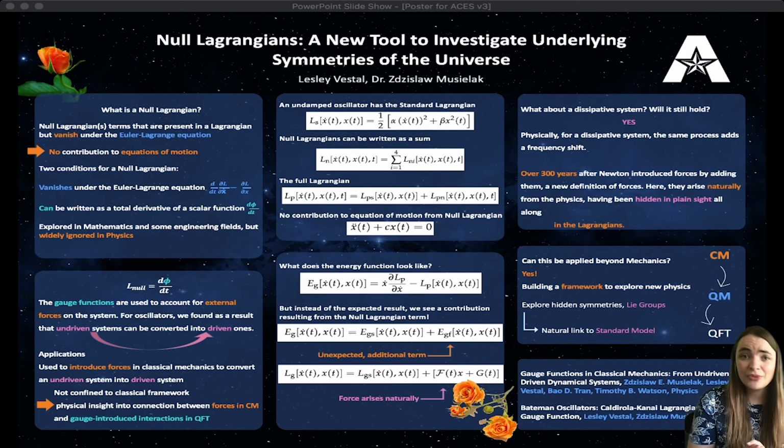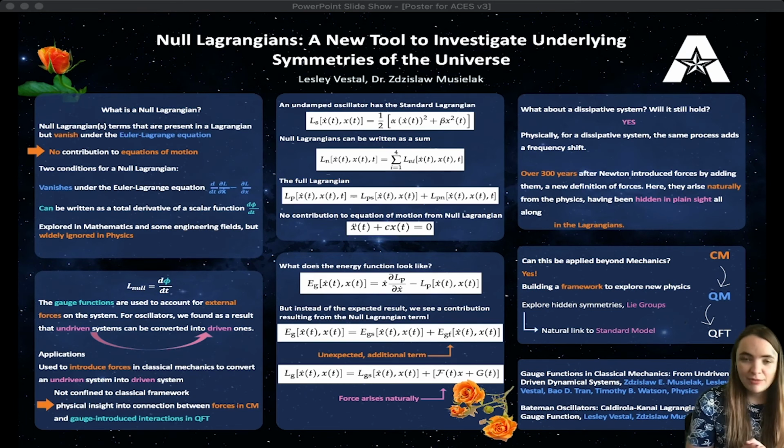So I'm going to walk you through a quick example of an oscillator. So think of just a spring, or I like to think of a slinky, and show you kind of why these Null Lagrangians are actually so interesting and why they are the key to exploring physics from a different way, but they've been hiding in plain sight this whole time. So it's kind of a new window into these physical systems.